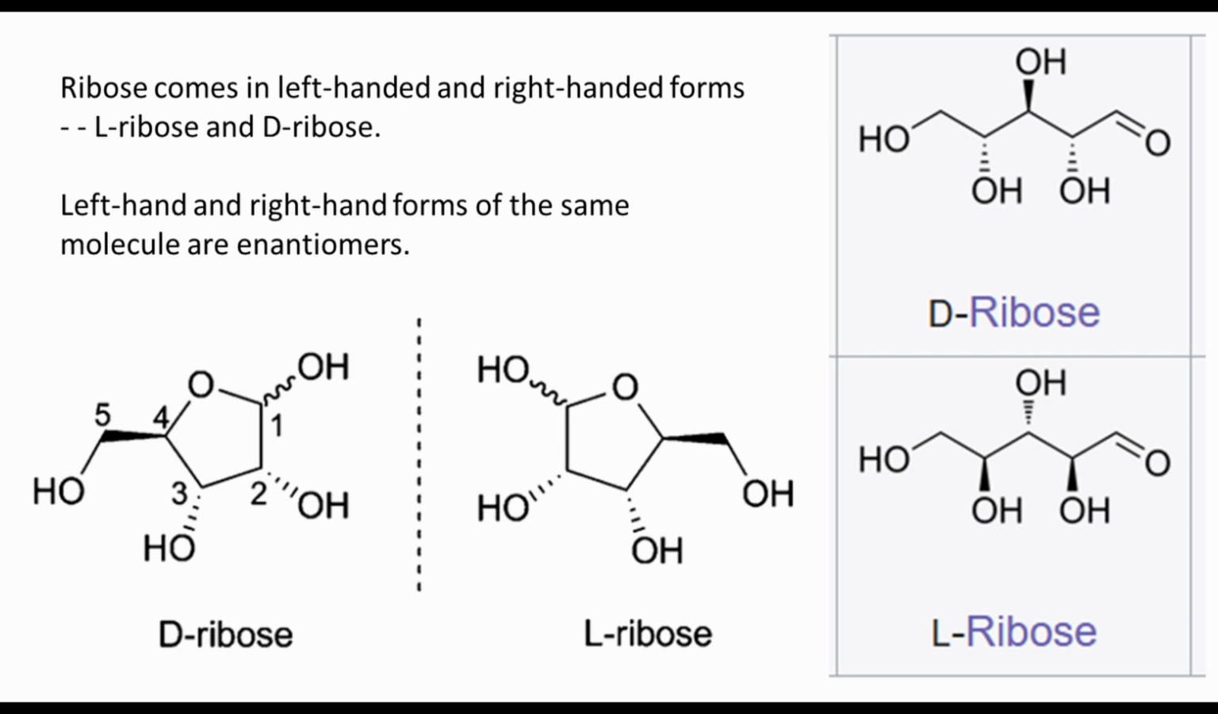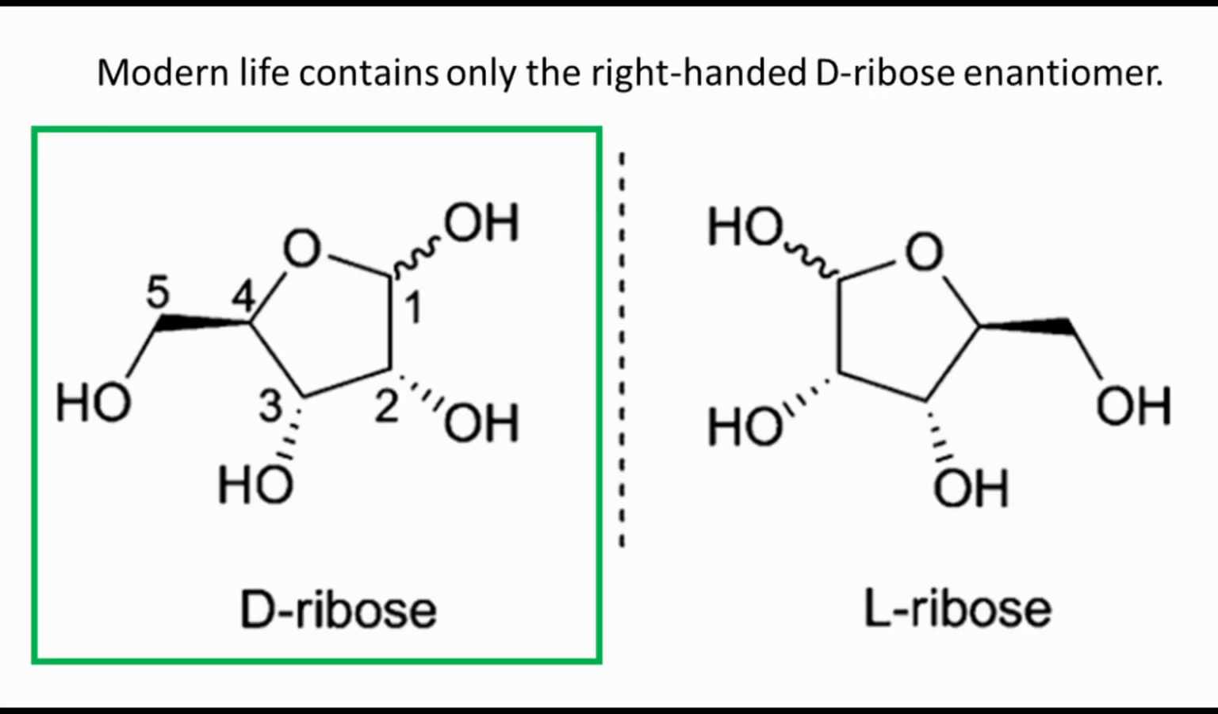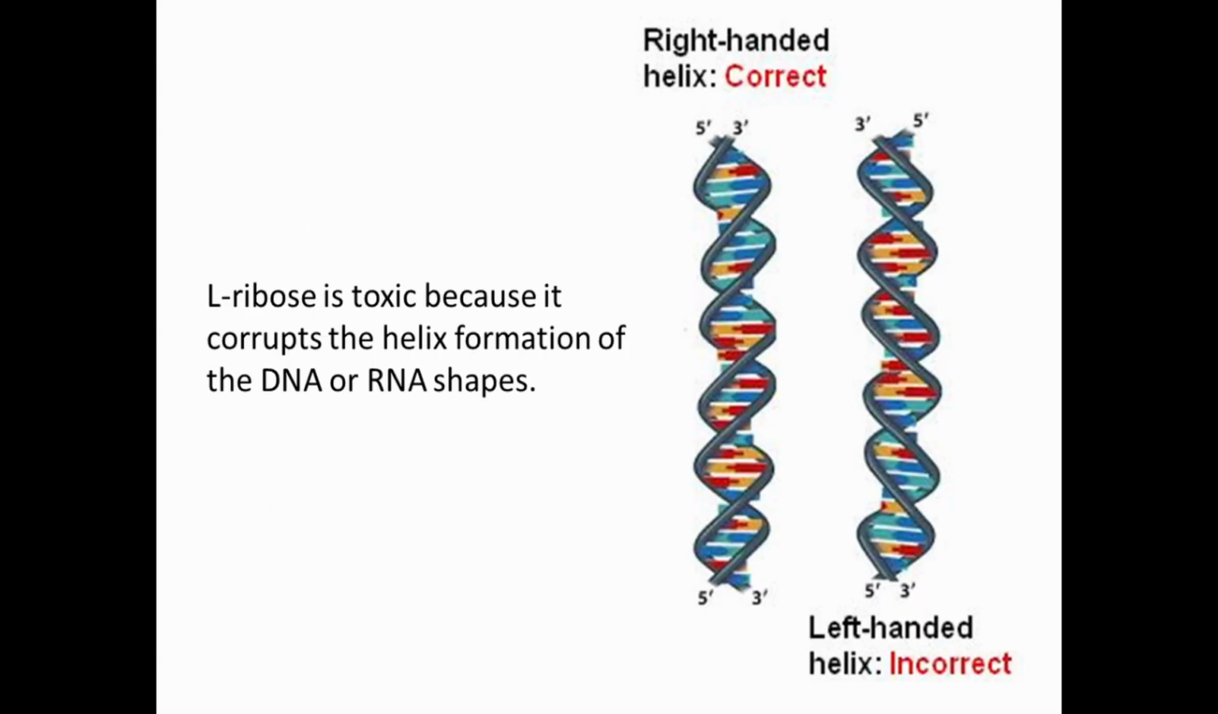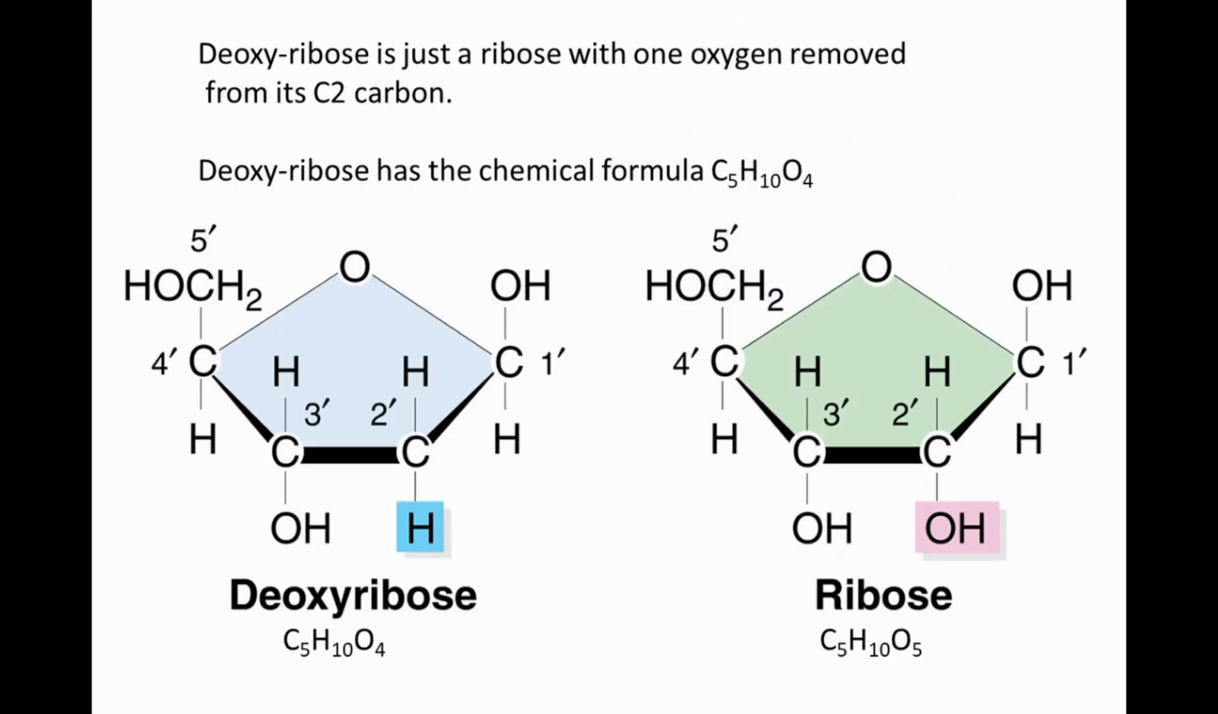Ribose comes in left-handed and right-handed forms, L-ribose and D-ribose. Left-hand and right-hand forms of the same molecule are enantiomers. Modern life contains only the right-handed D-ribose enantiomer. L-ribose is toxic because it corrupts the helix formation of the DNA or RNA shapes.